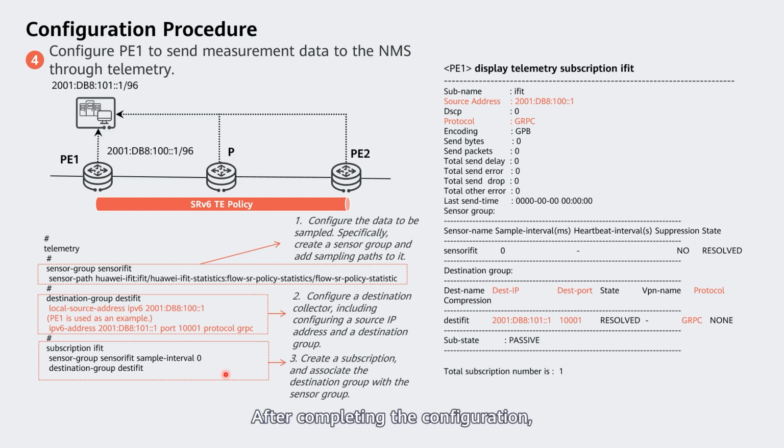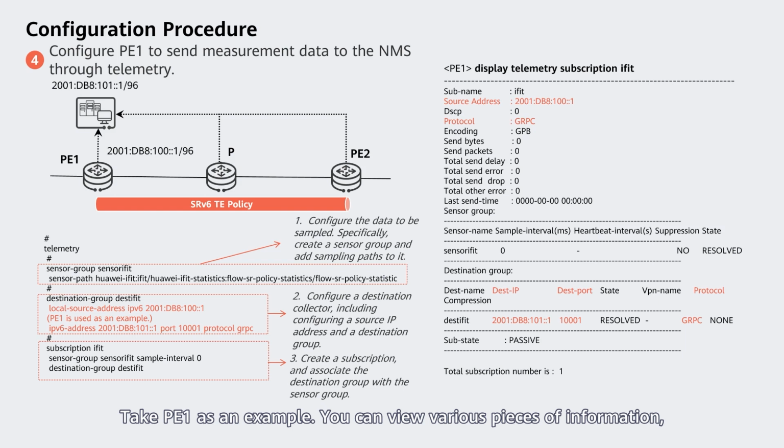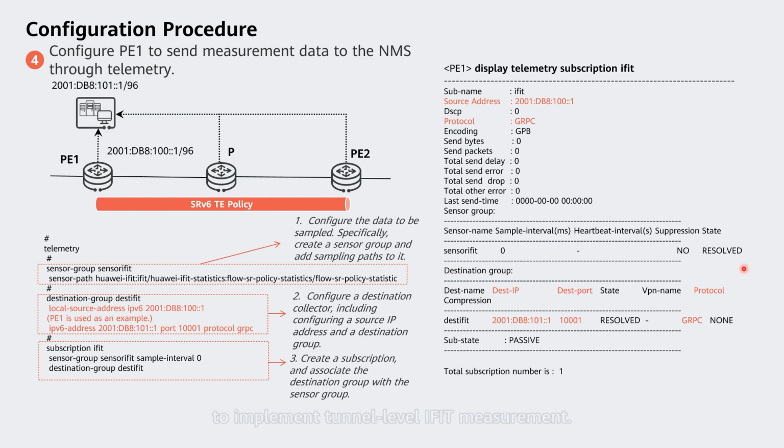After completing the configuration, run the display telemetry subscription command on each device to check the telemetry configuration. Take PE1 as an example. You can view various pieces of information, including the source address, destination address, transmission protocol, and port number. At this point, we have completed all configurations needed to implement tunnel-level IFIT measurement.